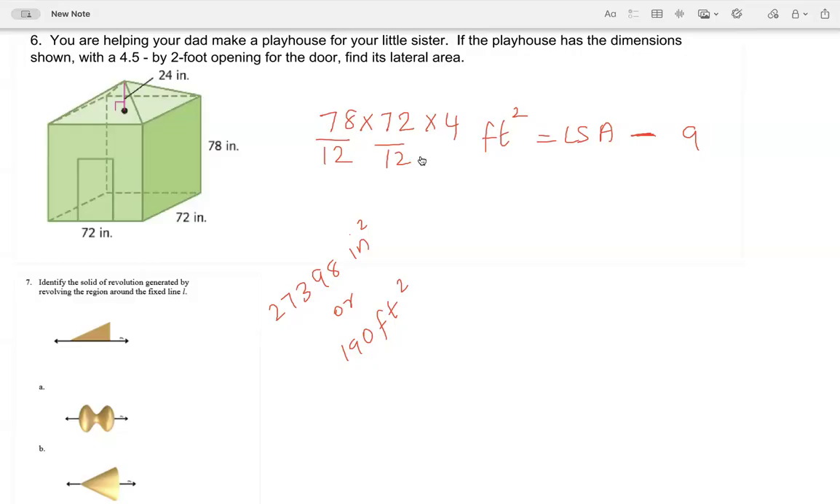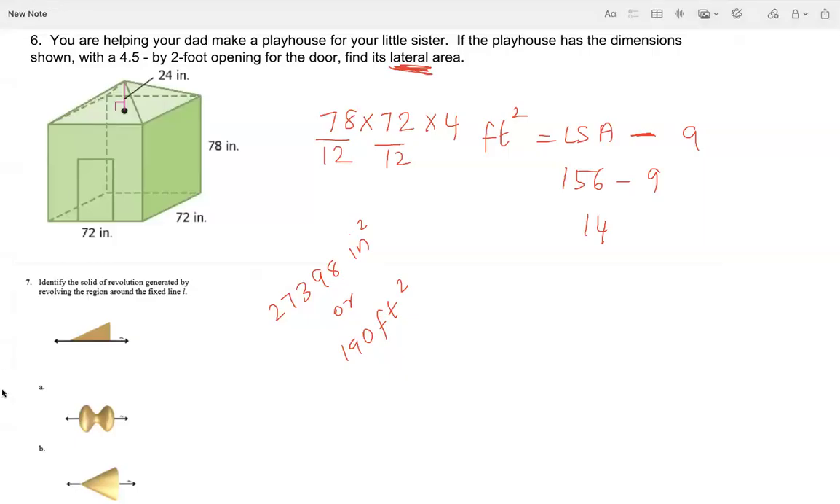Okay, then in that case, the question is incorrect. For me, I'm getting the answer as 147, guys. Find the lateral area. Lateral means side area, guys. Then this is amounting to 156 minus 9. Let me check what I got here. I'm getting 156, and then subtract the 9. So it will be 147 feet square. This is what I'm getting.